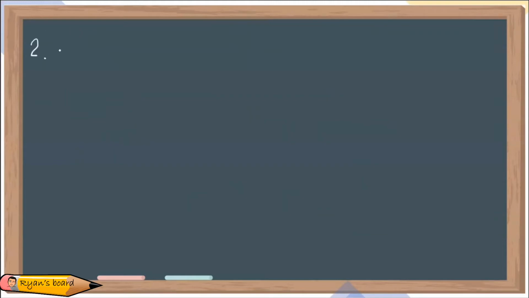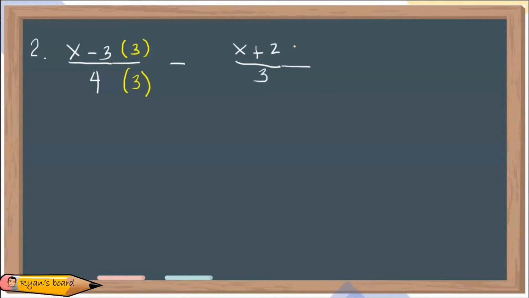Let's have number 2. Let's say we have x minus 3 over 4. Subtraction naman. Let's say x plus 2 over 3. So, dito, isipin mo, ano kaya ang i-multiply ko dito sa first rational algebraic expression, ganun din sa pangalawa. So, ang i-multiply ko dito ay 3 over 3. Then, sa kabila naman, i-multiply ko ay 4 over 4. Kasi, 4 times 3 is 12. 3 times 4 is also 12. Diba? So, I have to make this parenthesis. Okay? Para hindi ka malito.